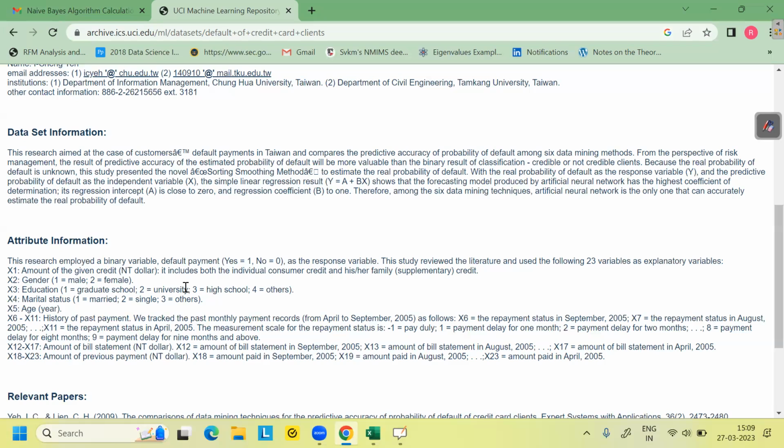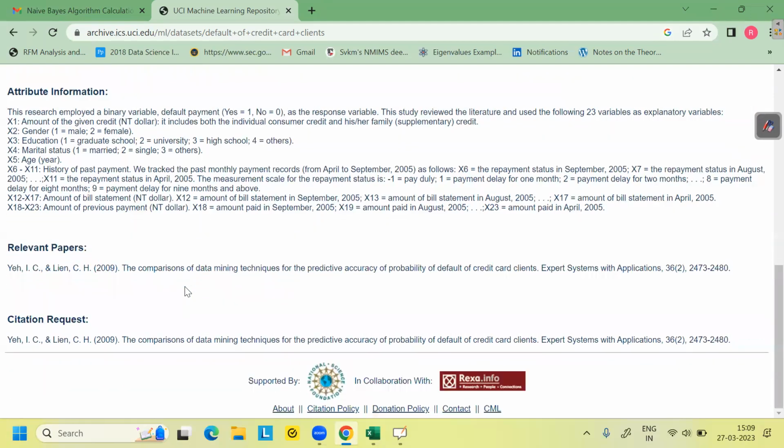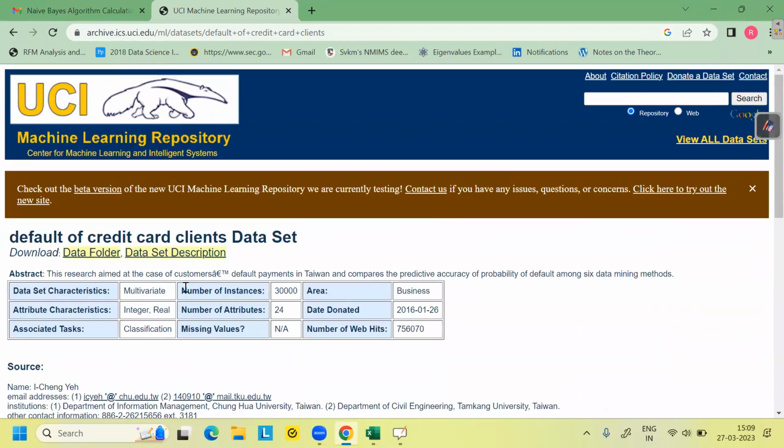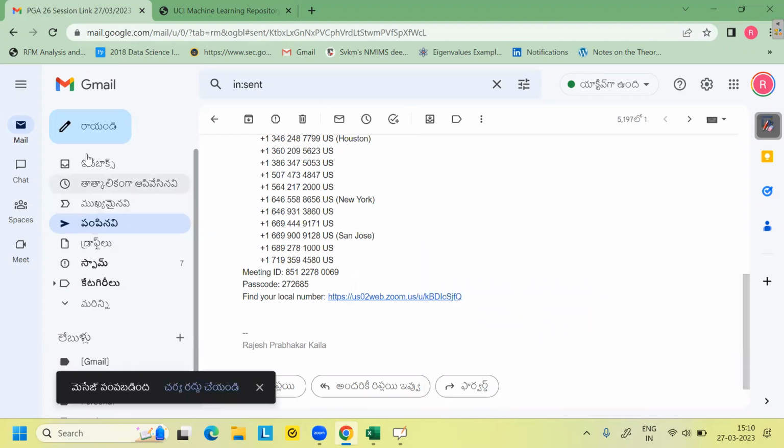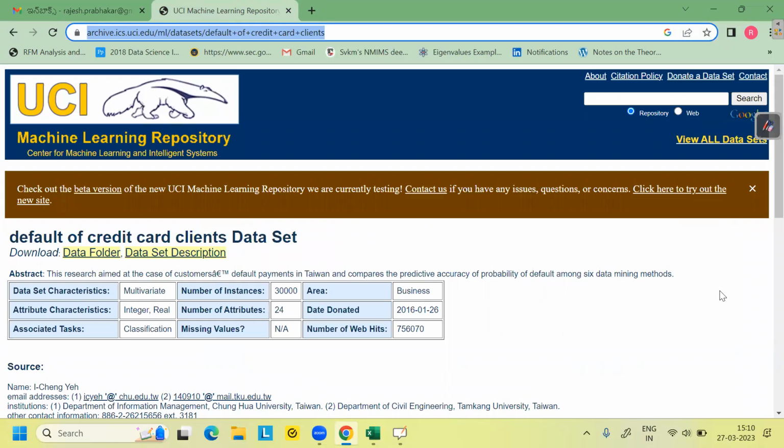So the Taiwan default data set will work on this, right? Go to the UCI machine learning repository. We have 30,000 observations. Go to this website, UCI machine learning, or I'll send the link. Taiwan credit default data set. I have sent you the link. Okay, download the data folder. Download and unzip the folder.